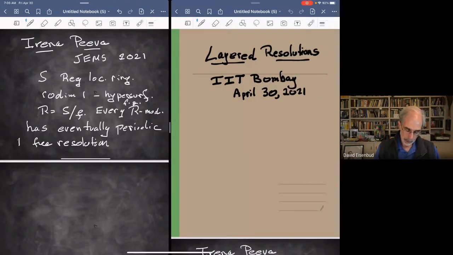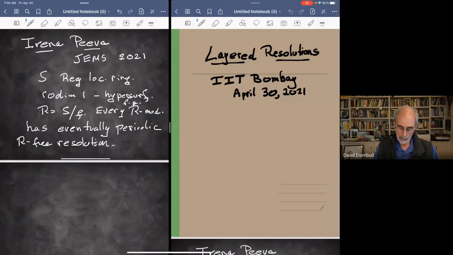R free resolution, I should say. Of course, it has an S free resolution too. It's also an S module, and that will be finite. But the R free resolution can be built from the S free resolution in a simple way and becomes periodic. This is a vague statement in a sense, since it only says eventually periodic, but you can be more precise and say what happens.